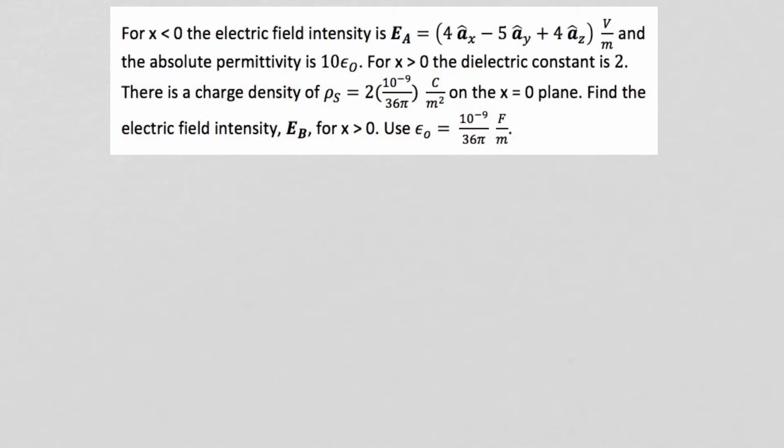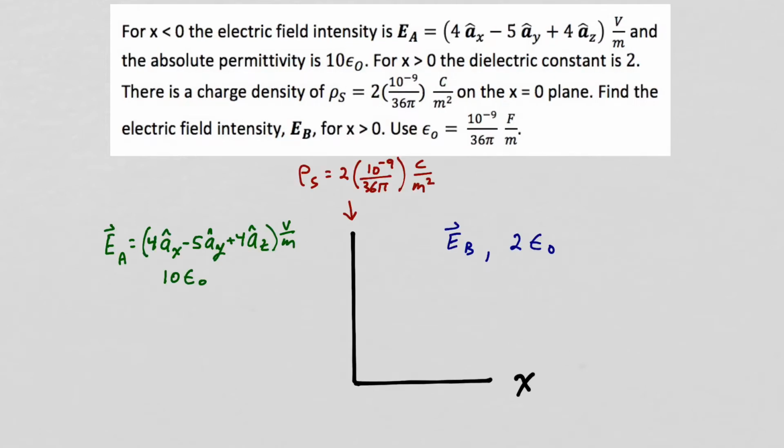Let's look at this electrical boundary condition problem. You're given the electric field intensity for x less than 0, the permittivities of the two materials, and the charge density on the x equals 0 plane. And you're to find the electric field intensity for x greater than 0. Let's begin by drawing a figure with all the information.